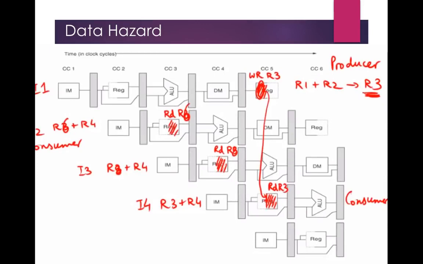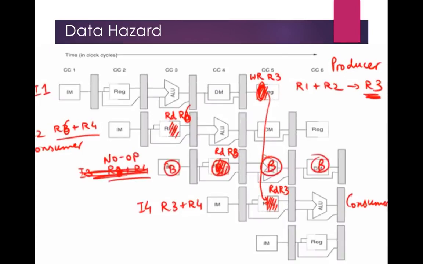In the diagram you can see the write happens for instruction 1 at the first part, and then the read of R3. So now we will get that updated result of R3. So we can solve the data conflict, and the output of R3 we can resolve very clearly, right?